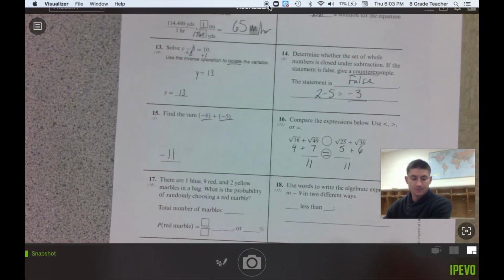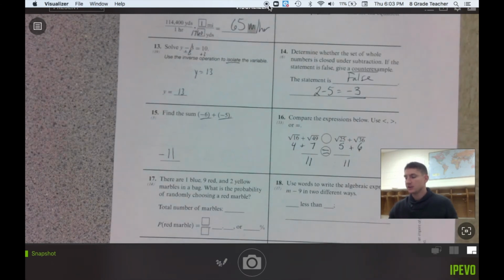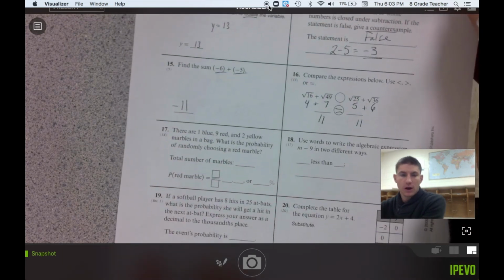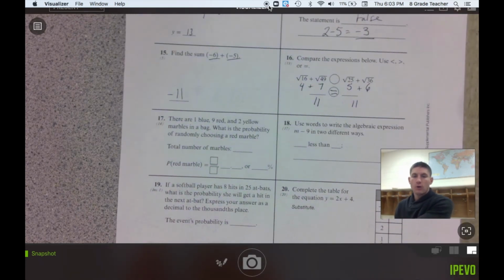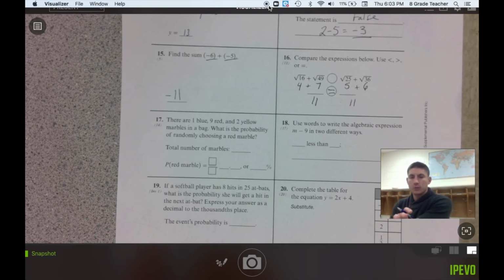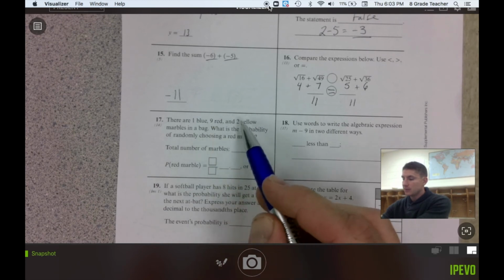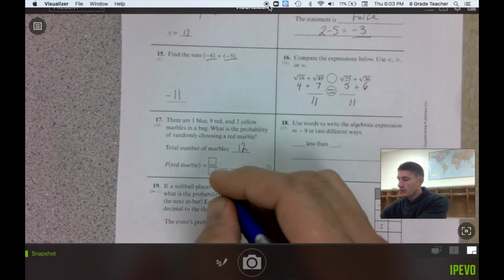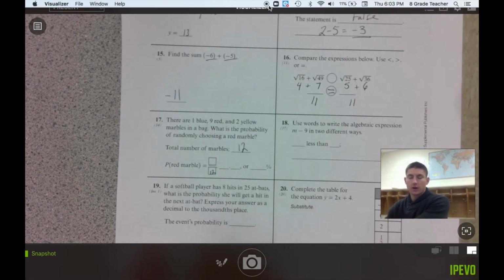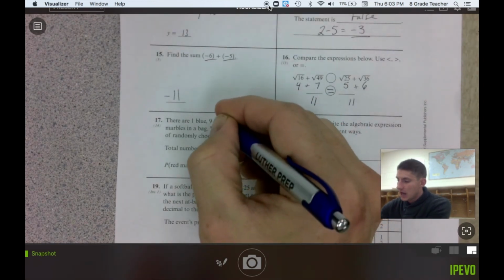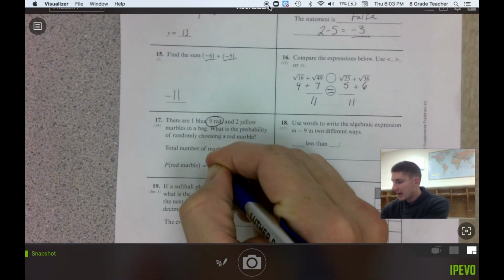Number 17. 17 says there are 1 blue, 9 red, and 2 yellow marbles in a bag. What's the probability of randomly choosing a red marble? Well, when we're talking probability, we need to figure out the total number of marbles first. So you'd add them up. 1 plus 9 plus 2 is a total of 12. Therefore, 12 is going to be in our denominator as you're comparing the desired outcome to the total number of outcomes. The probability of choosing a red marble would then be to select how many red that you have. You've got 9 out of those 12.